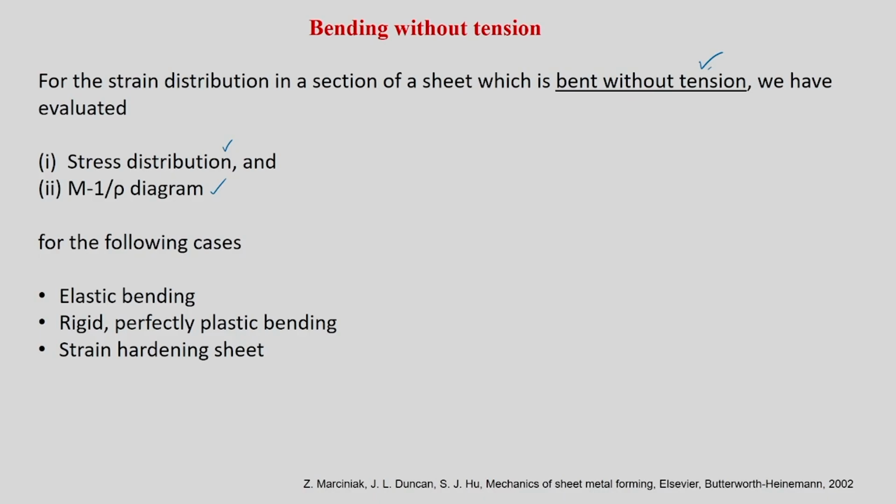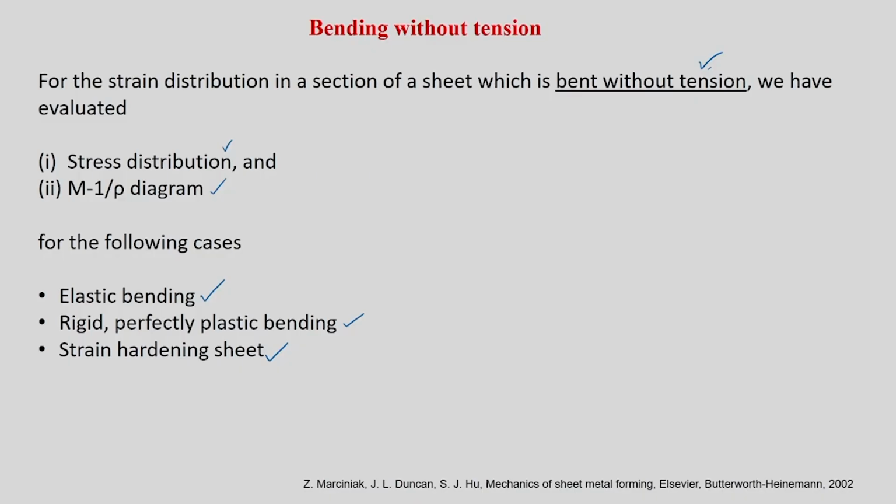To get the stress distribution, we have to relate flow stress to strain. So we discussed 3-4 important models relating stress and strain, and then we evaluated a moment for each case, and drew a diagram, moment versus 1 by rho. In that we saw 3 cases: elastic bending, rigid perfectly plastic, and a strain hardening sheet. These 3 were discussed in the previous section.